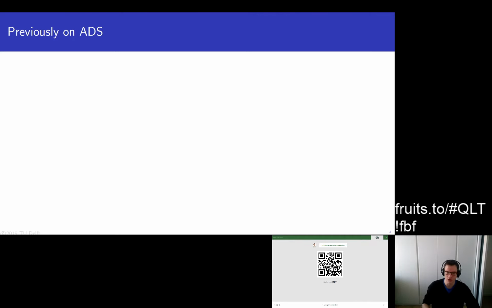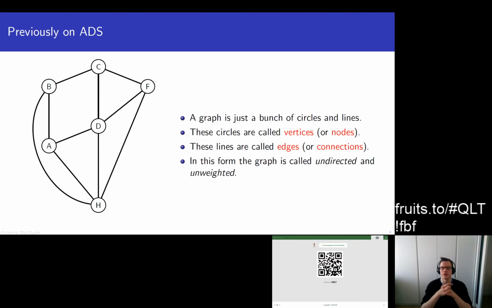All right, so last week we talked about graphs. Graphs that were just these lines and circles connected together in some way. And we had different versions of these graphs. We had undirected versions, directed versions, weighted versions, unweighted versions. These circles we called vertices or nodes, and these edges or these lines were called edges. Great, and we saw a whole bunch more naming related to graphs.